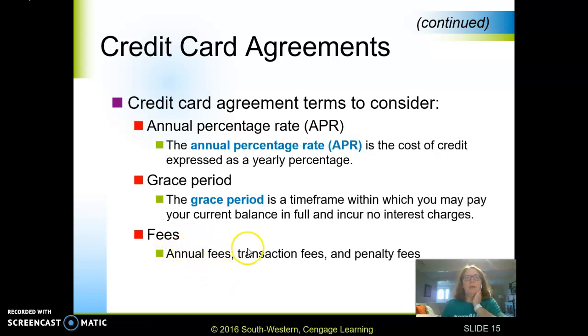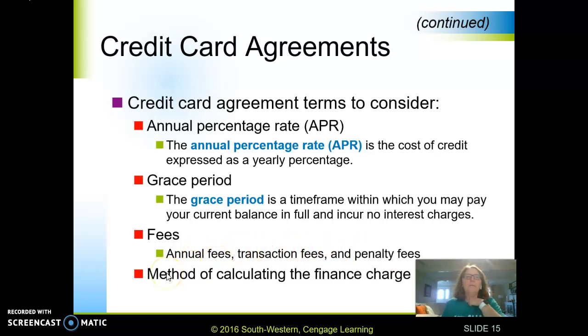Then there are fees on credit cards. A lot of cards will charge an annual fee of $20, $40, $50. Other cards will not. So when you're looking at a credit card that you want to get, check to see what their annual fee is going to be and try to get them to waive it. A lot of them will have transaction fees for every type of transaction, or you can get those waived. And a lot will have penalty fees if you are past due or take out advances against it.